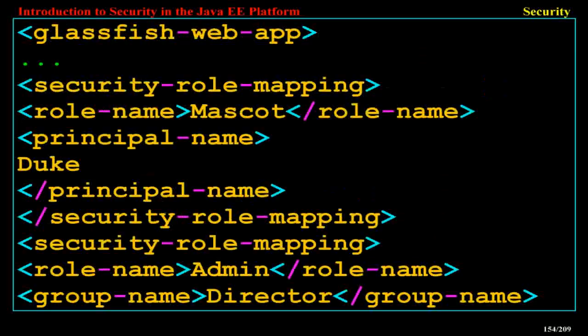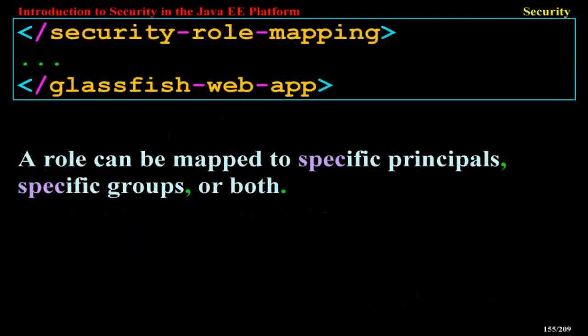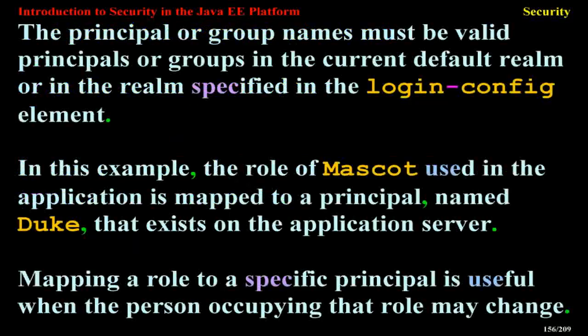for web applications. <glassfish-web-app> <security-role-mapping> <role-name>Mascot</role-name> <principal-name>Duke</principal-name> </security-role-mapping> <security-role-mapping> <role-name>Admin</role-name> <group-name>Director</group-name> </security-role-mapping> </glassfish-web-app>. A role can be mapped to specific principals, specific groups, or both. The principal or group names must be valid principals or groups in the current default realm or in the realm specified in the login-config element.